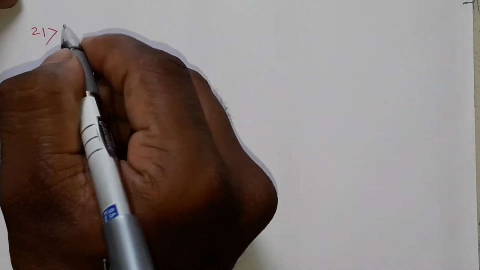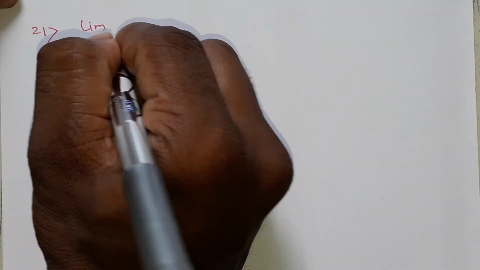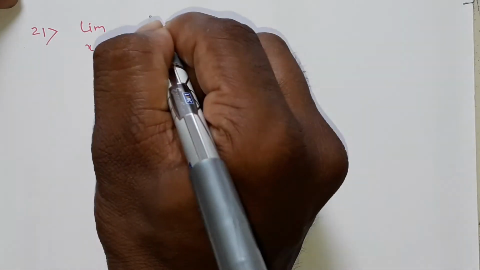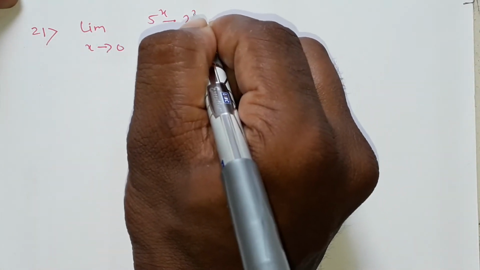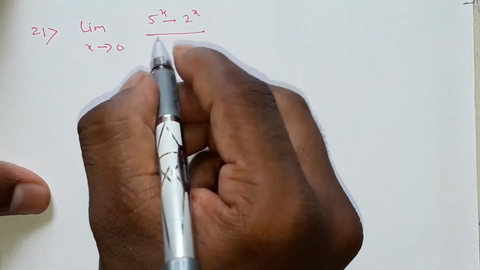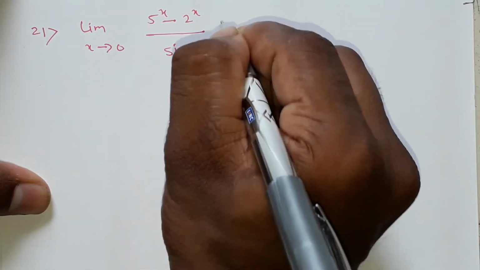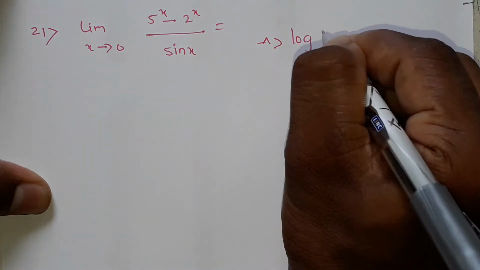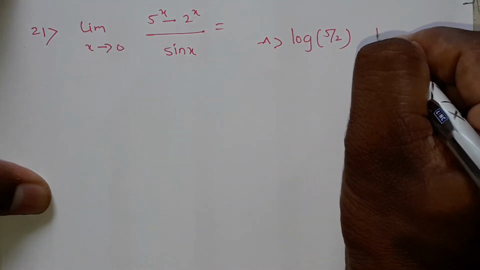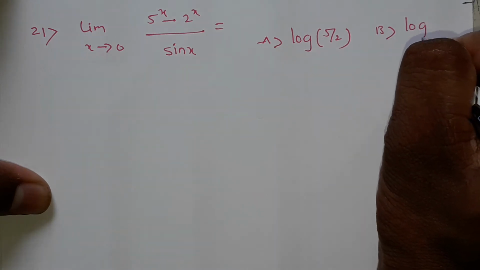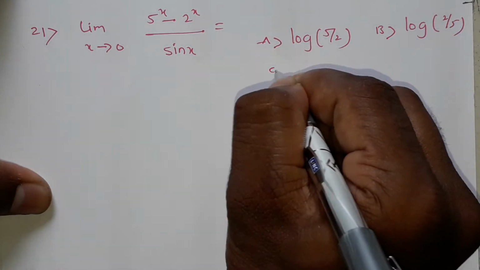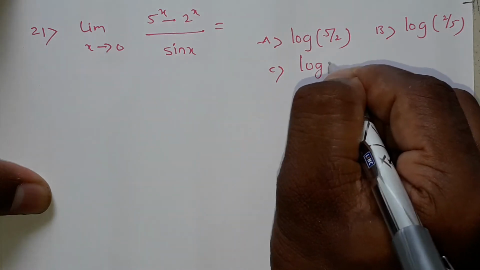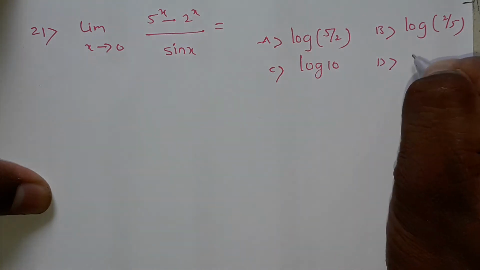Next question is 21. Limit x tends to 0, (5 power x minus 2 power x) by sin x. Option A is log 5 by 2, option B is log of 2 by 5, option C is log 10, option D is log 10.